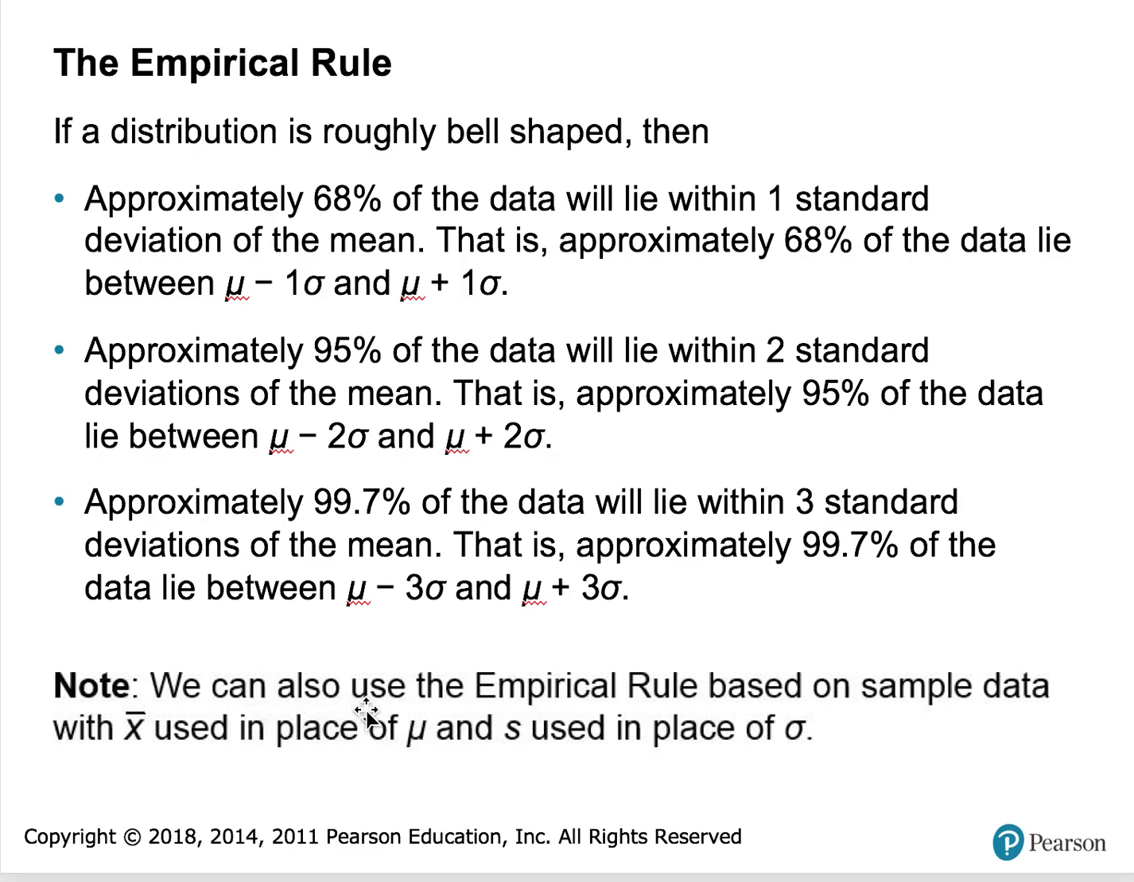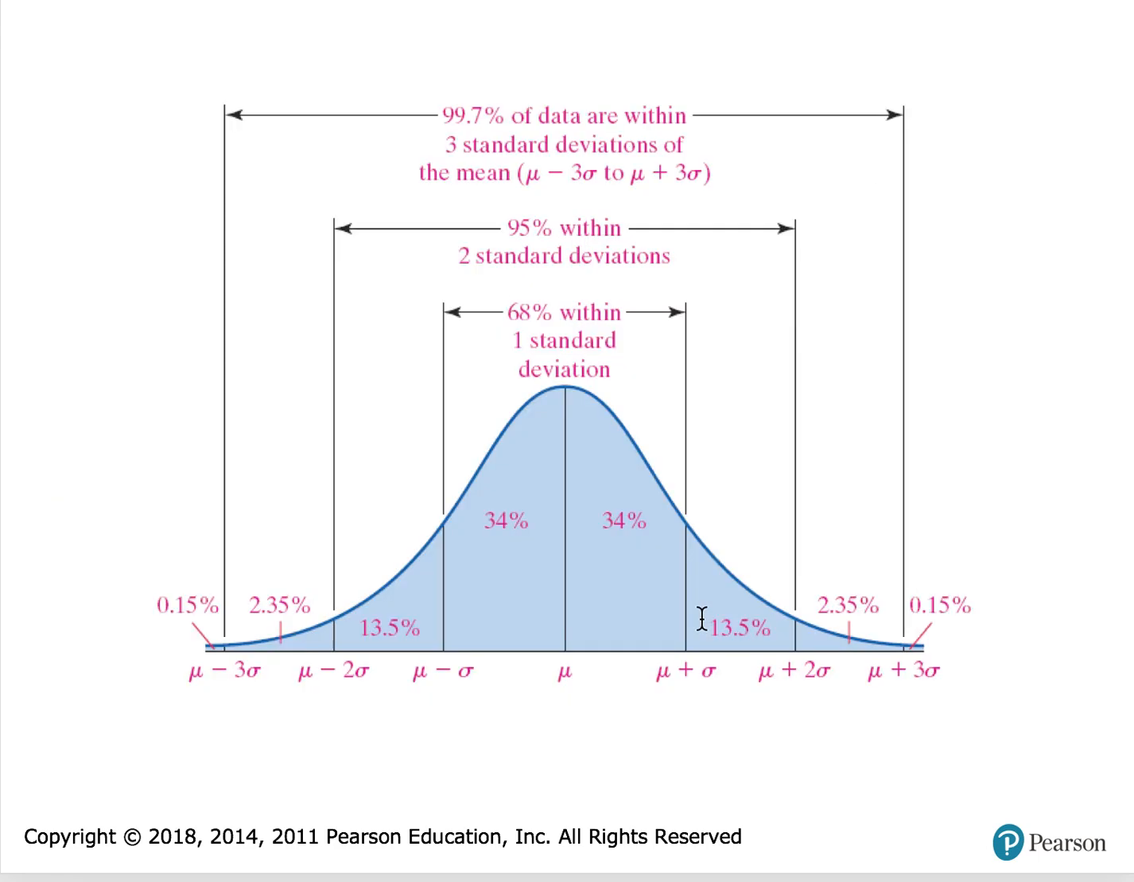Note, of course, we can also use the empirical rule based on sample data with X bar instead of mu and S instead of sigma. So again, that's a lot of wording. It's like, what does that mean? It's much easier to understand to just be shown. So here is an illustration of what that means.